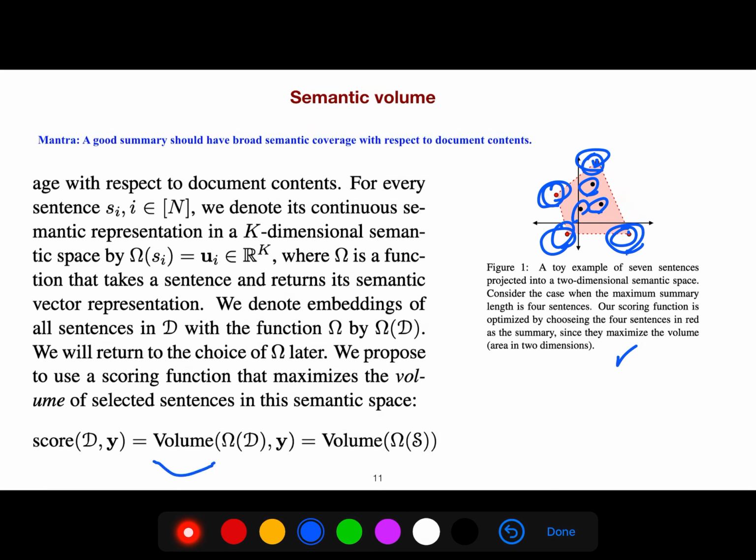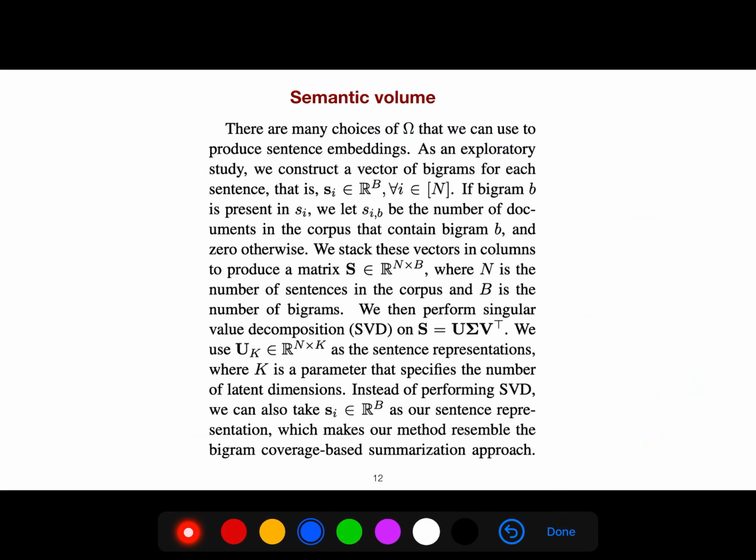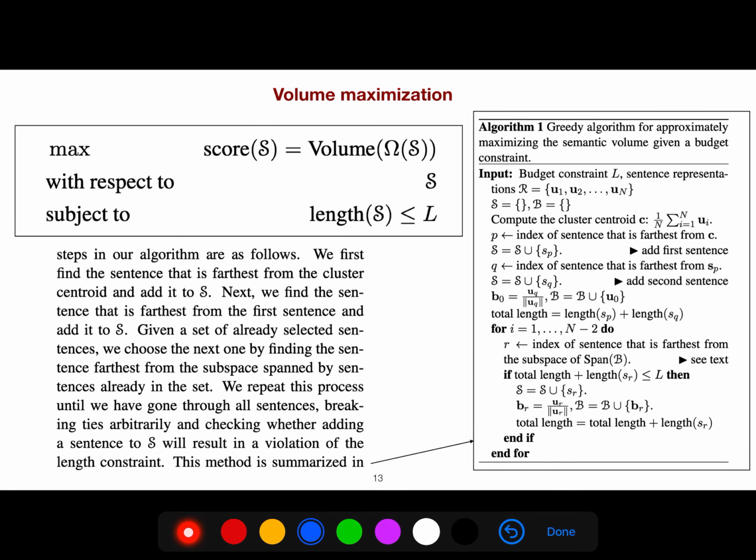So our volume, as I said, we want a big volume. We don't want such a small volume because many of them are redundant. But here, everything gives new information. It covers all the space that we are talking about. And for semantic volume, there are many choices of this function, and the way we do it is interesting.